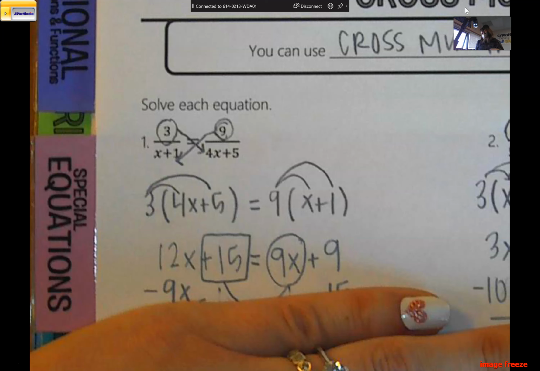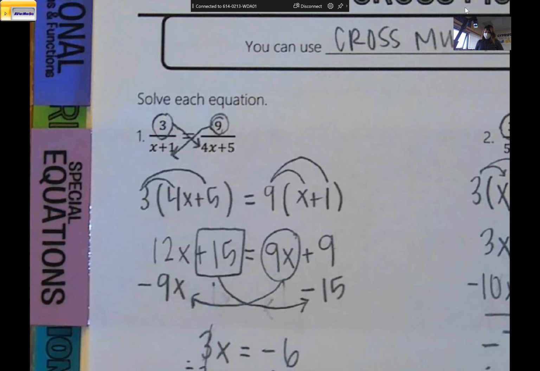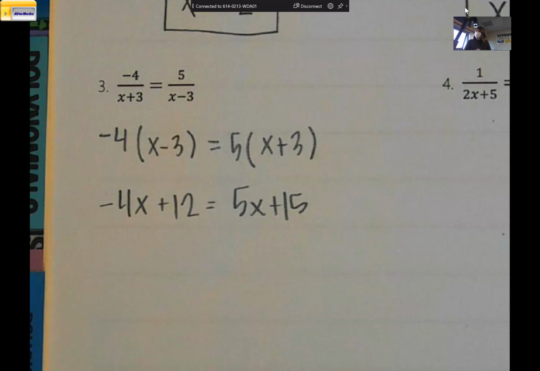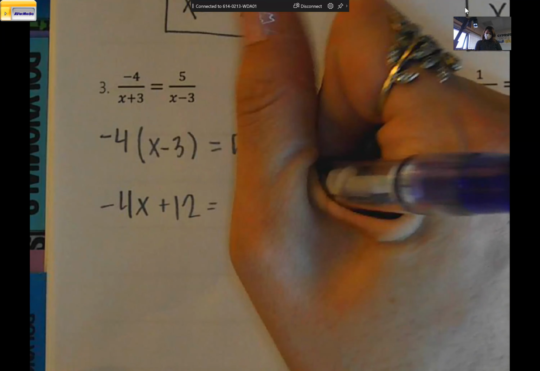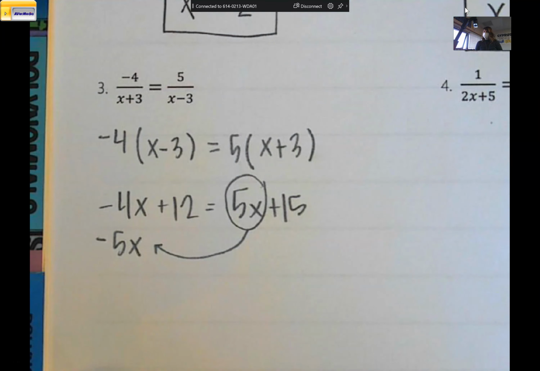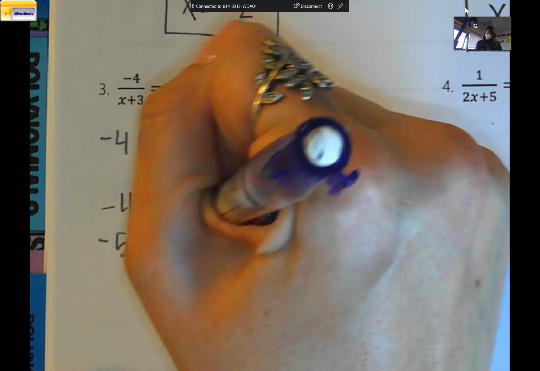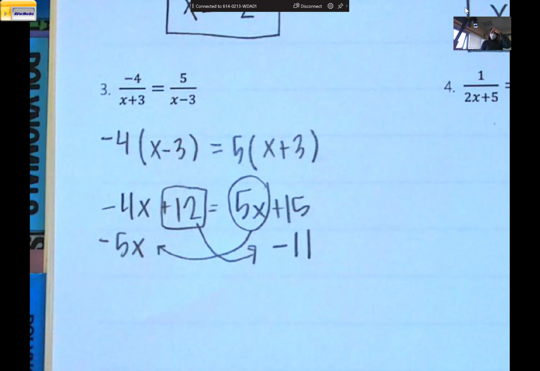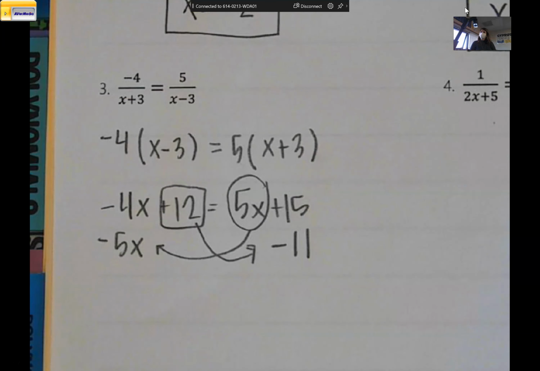Three, two. Okay, so I'm getting that we need to solve negative 4x plus 12 equals 5x plus 15. Did you guys do okay? Okay, so I'm gonna take this 5x and I'm gonna move it to the left by subtracting it. Then I'm going to take this plus 12 and move it to the right by subtracting it. So our first thing is always to add or subtract.